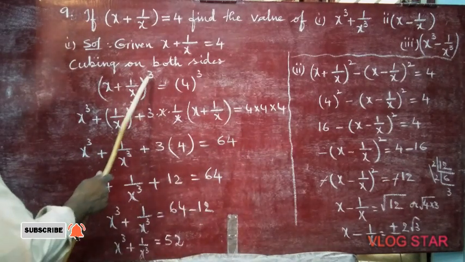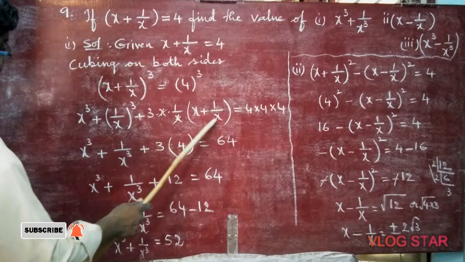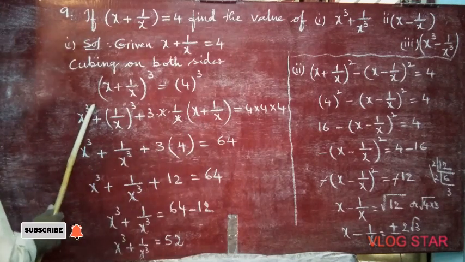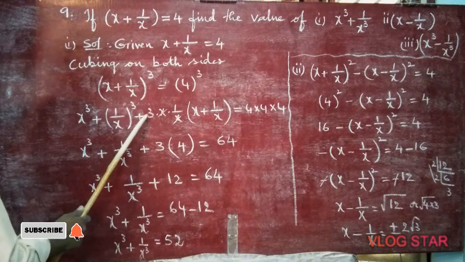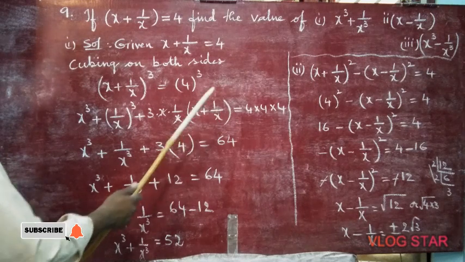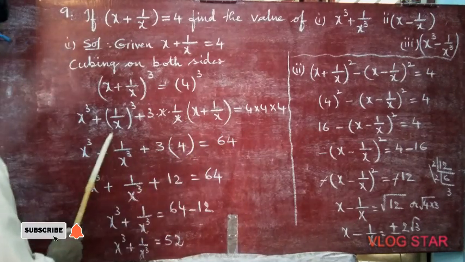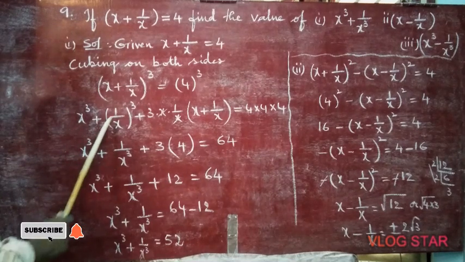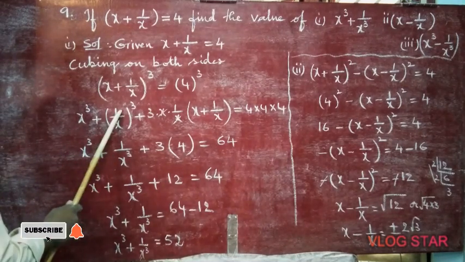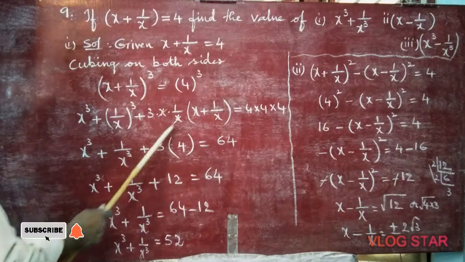Which formula? (a + b) whole cube is equal to a cube + b cube + 3ab into (a + b). So x cube + (1/x) whole cube + 3 into x into 1/x into (x + 1/x) is equal to 4 cube. What is the meaning of 4 cube? 4 into 4 into 4. Now x cube as it is, and (1/x) cube, because 1 cube means 1, here x cube. Here x and x cancel, 1 times 3, 1 is 3.